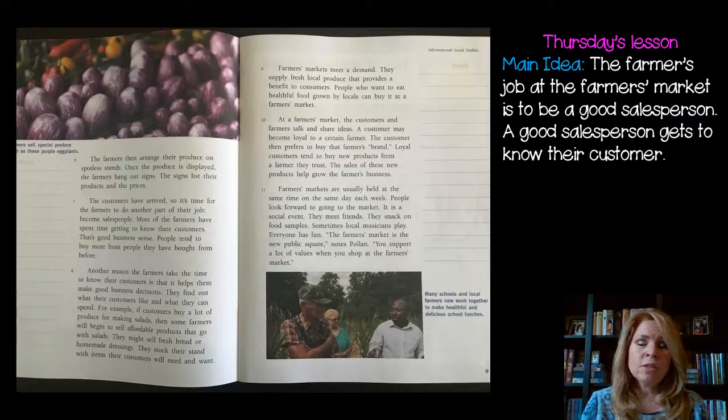And on these pages, the main idea is that the farmer at the farmer's market, his job is to be a good salesperson, and a good salesperson gets to know their customers. Why is it important for a farmer to get to know his customers? Why does he need to know them? Why do they choose to buy from this particular farmer rather than another farmer? So I want you to think about those things as you're reading these 2 pages for Thursday's lesson. And again, you are to find 3 key details, highlight them, and write them on your sheet.